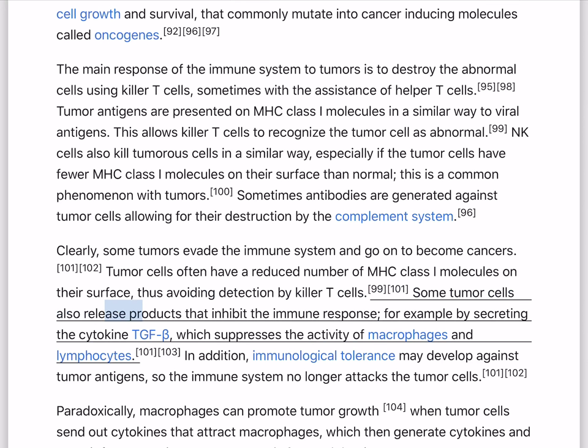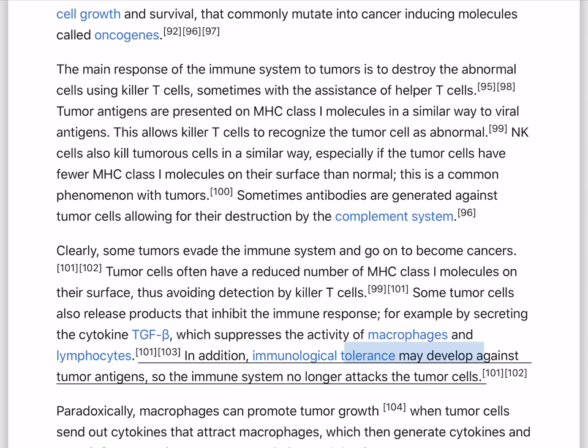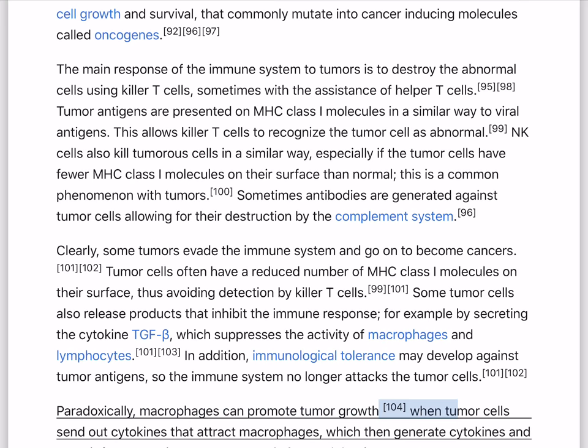Some tumor cells also release products that inhibit the immune response, for example by secreting the cytokine TGF-beta, which suppresses the activity of macrophages and lymphocytes. In addition, immunological tolerance may develop against tumor antigens, so the immune system no longer attacks the tumor cells. Paradoxically, macrophages can promote tumor growth.